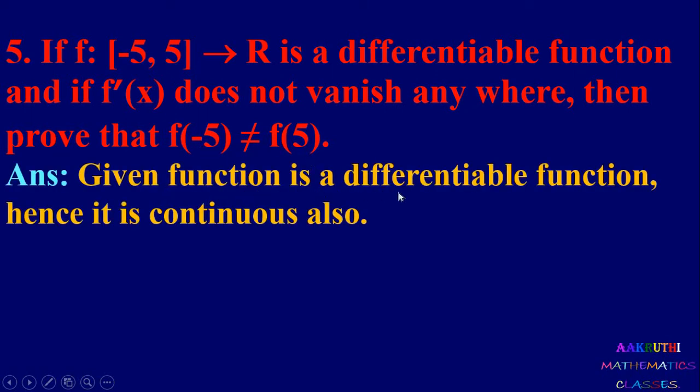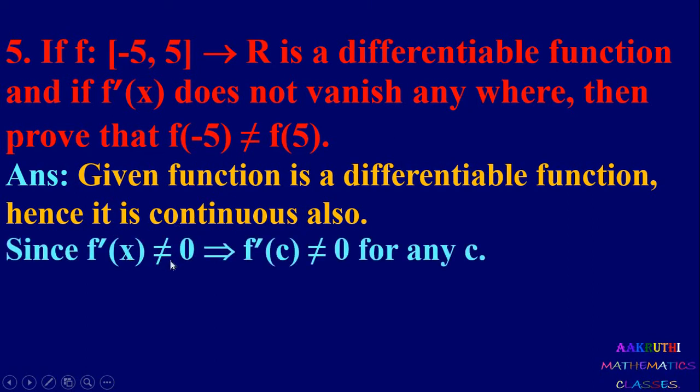Now given function is differentiable function, hence it is continuous. We know that every differentiable function should be continuous function. So given function is differentiable, hence it is continuous also. Now here f dash x is not equal to 0. So therefore f dash c is not equal to 0 for any value of c.